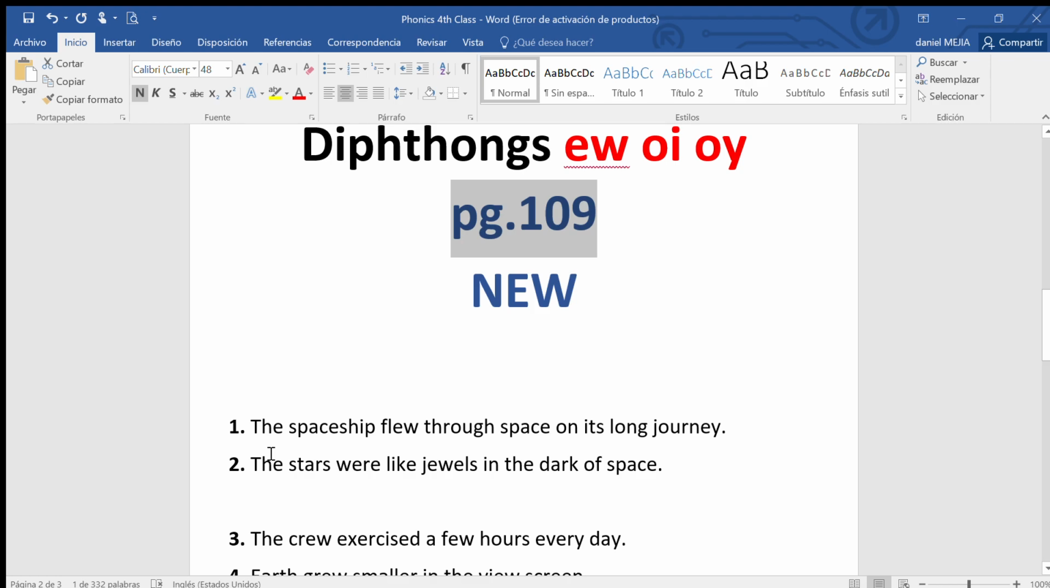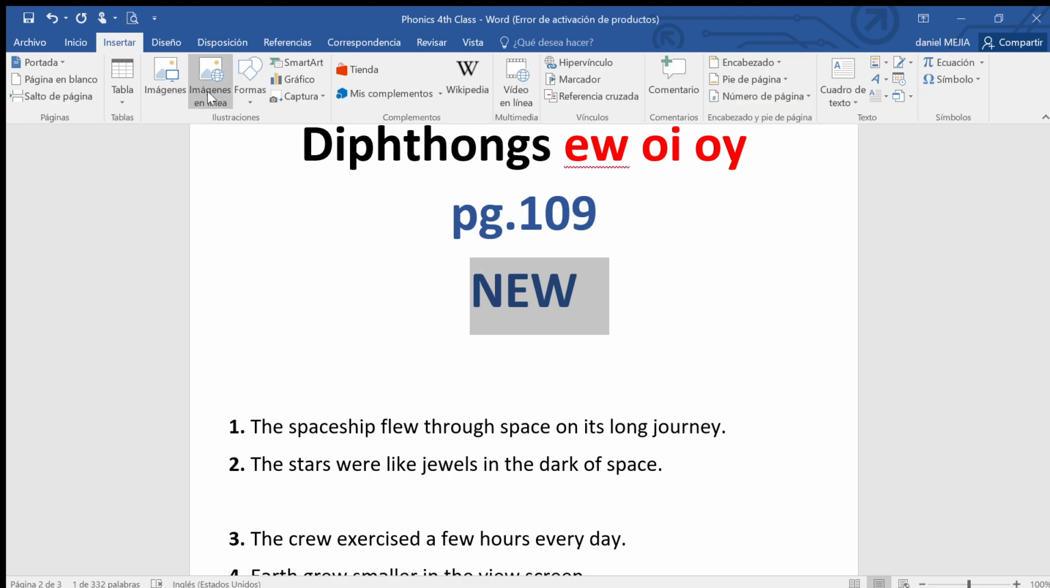So we have the instructions. Read each pair of sentences. Then underline each word in which EW stands for the sound you hear in new. So you are going to listen to the sound and it has to make the same sound as in new. Circle the number of the sentence that describes the picture. So you're going to see the picture. We're going to underline the words that have the same sound as new.